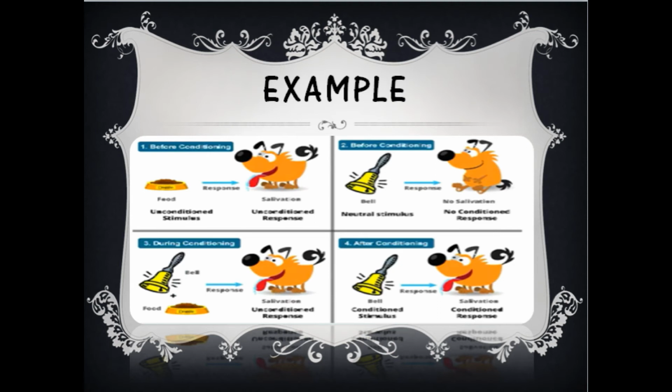Then in the third case, the owner rang the bell and put the food. This was done several times. Now the dog upgraded the policy that whenever there is a ringing bell, there is food. Now in the fourth case, the owner rang the bell and the dog itself came to eat the food. So this is exactly what reinforcement learning is.